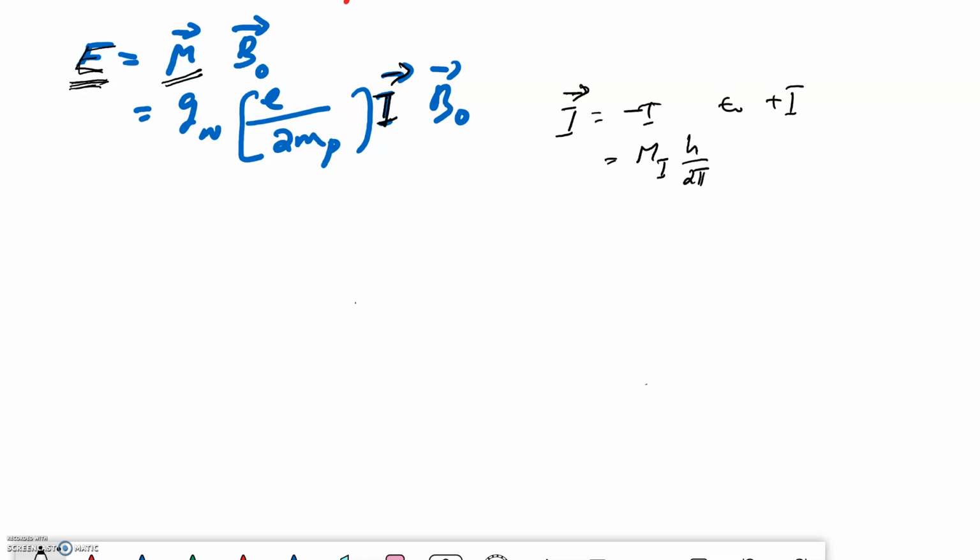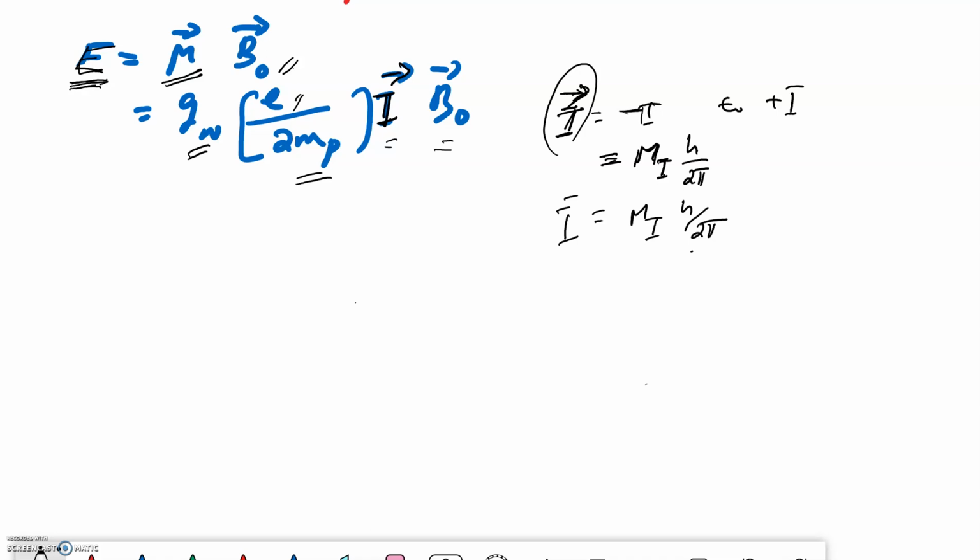the external applied uniform magnetic field B0 is equal to mu into B0, and mu is equal to Gn into e divided by 2mp into I cross into B0. But we know that the vector I has the orientation from minus I to plus I, and I am denoting these values as mi. Therefore, the angular momentum vector I is actually mi h cross, or h by 2 pi.